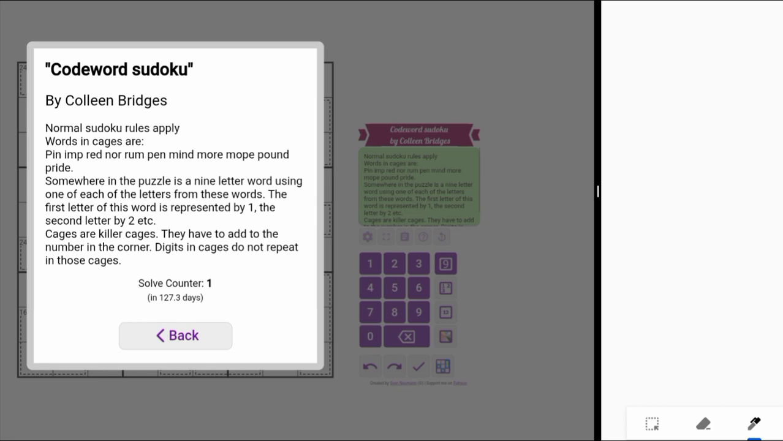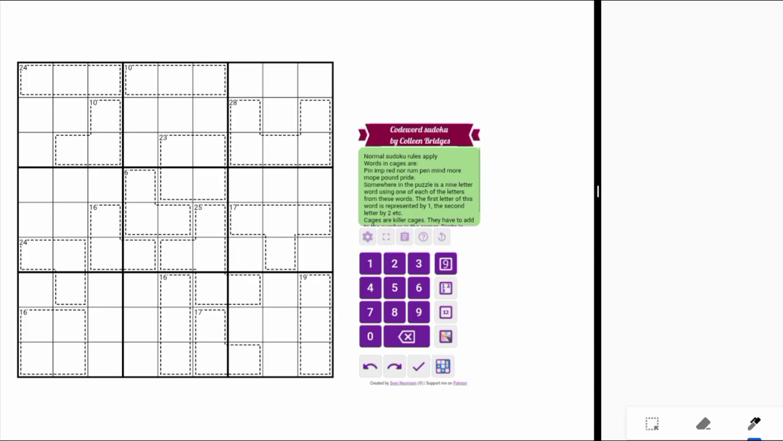Somewhere in the puzzle is a 9-letter word using one of each of the letters from these words. The first letter of this word is represented by a 1, the second letter by a 2, etc. So that's how you tell the numbers that go with the words in the cages. Cages are killer cages. They have to add to the number in the corner. Digits in cages do not repeat in those cages. So just a little bit more of an explanation of that.